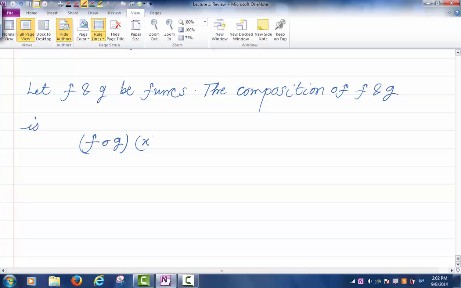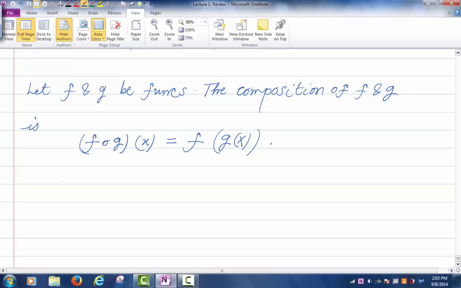And whenever you define a new function, you have to say what it does to an input. So what does it do to x? Well, it computes g of x first, and then whatever g of x is, it applies f to that. And that's the definition of the composition function.